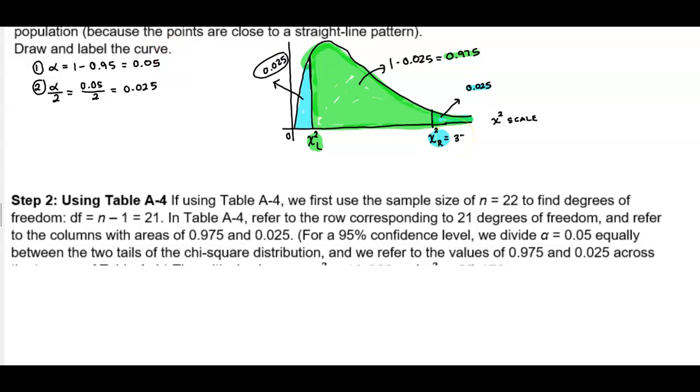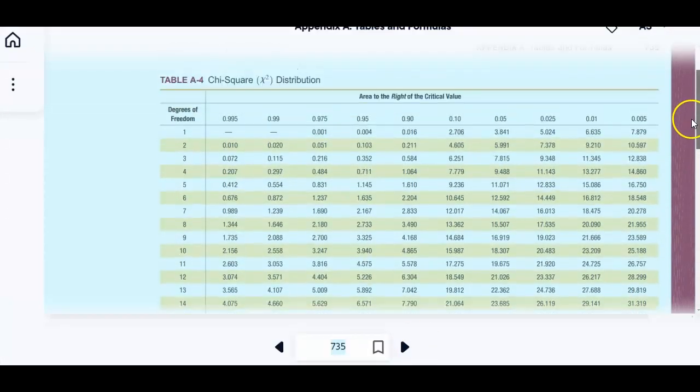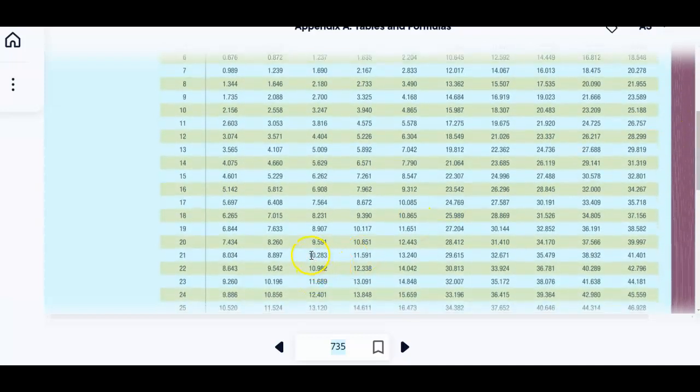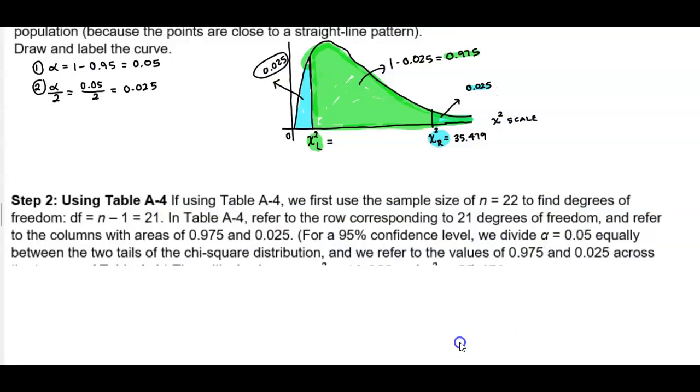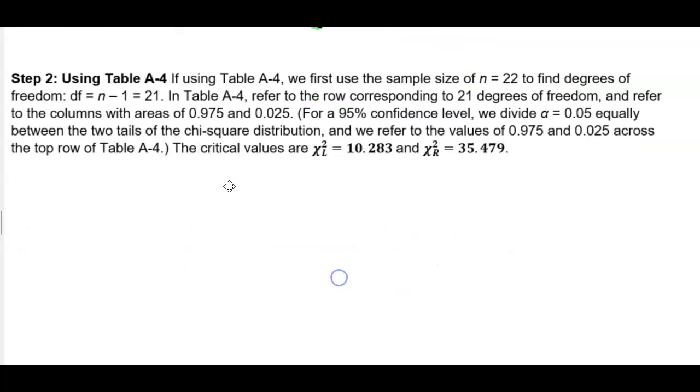So this is 35.479. Now we want to find the critical value on the left using the area of 0.975. So if we come up here and look at 0.975 and then scroll all the way down to 21, we're going to get 10.283. So therefore, the critical value on the left is 10.283. And therefore, we get the following critical values.